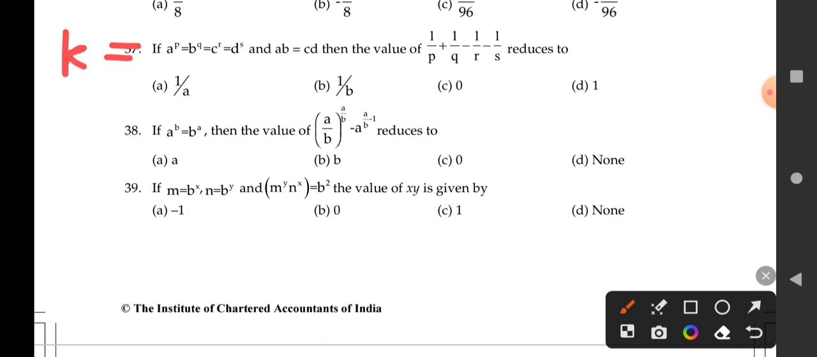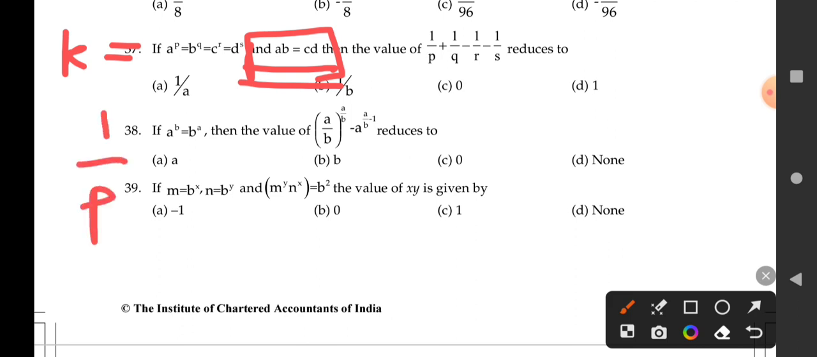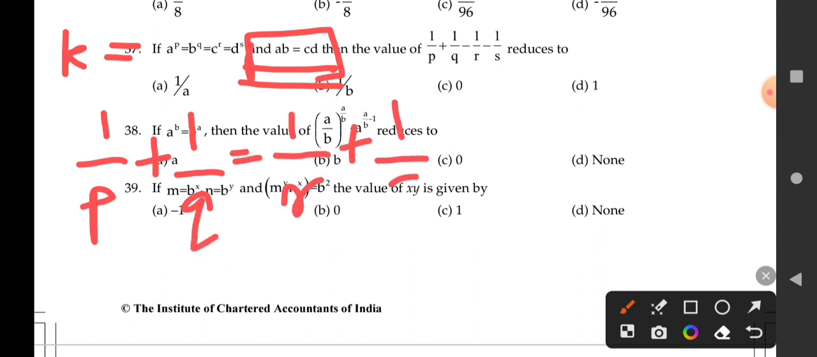Again, equate it with the constant k and substitute in this equation. What do we get? We get 1 by p plus 1 by q is equals to 1 by r plus 1 by s. I hope you are able to follow this by now. Please practice before you solve these questions. Practice the given exercise. Anyway, let's move on.